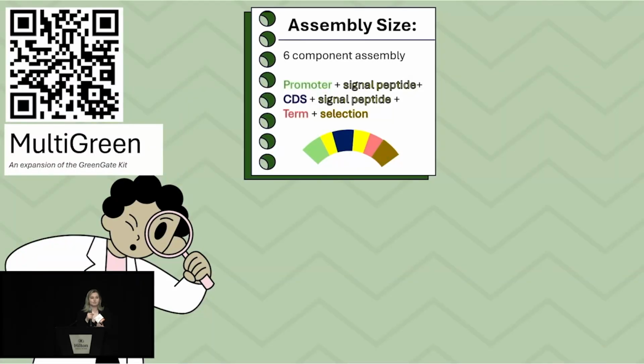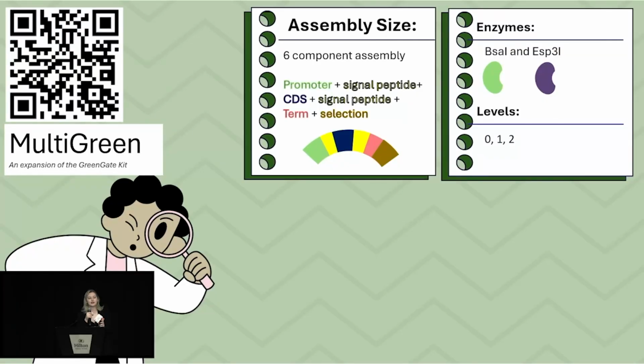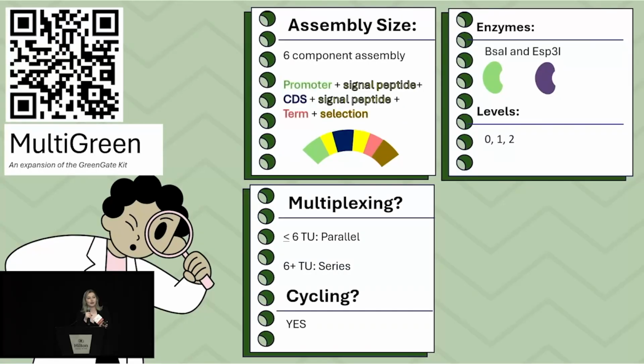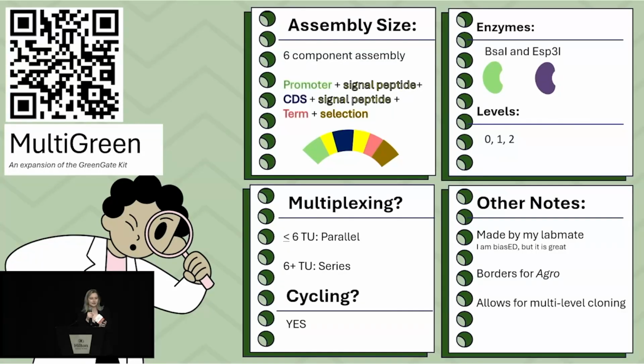So to overcome this main hurdle of GreenGate, someone in my lab recently came out with the multi-green expansion kit of GreenGate. So it still allows for the 6 components because it's using the same syntax as GreenGate. However, he added an additional enzyme, ESP31, so that you can clone into level 2. And there's a good amount of acceptors, so you can clone up to 6 transcriptional units in parallel without worrying about cloning in series.